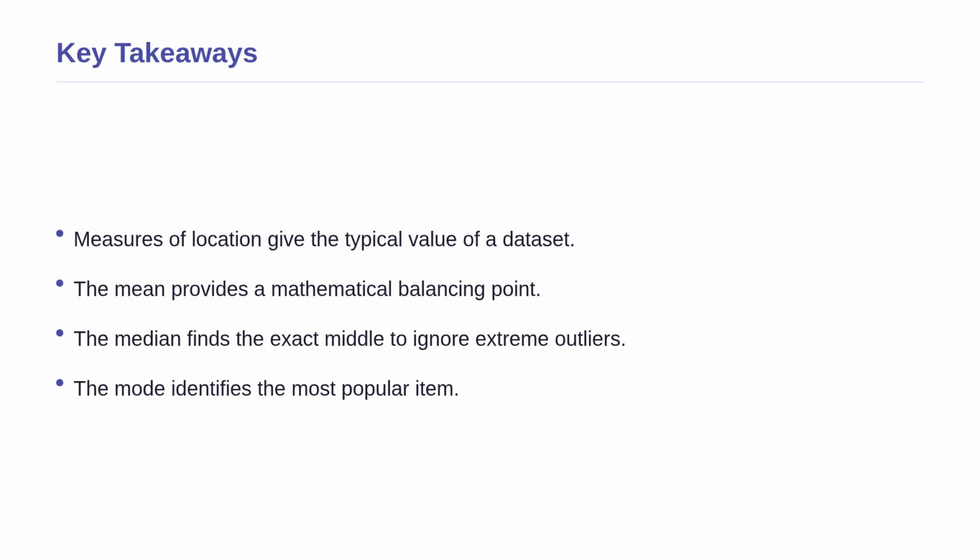Let us summarize what we have learned today. Measures of location give us the typical value of a data set, so we can understand it quickly. The mean shares the total equally among all members, providing a mathematical balancing point. The median finds the exact middle to ignore extreme outliers, protecting our analysis from being skewed. Finally, the mode identifies the most popular item, which is perfect for categories and inventory. Choosing the right measure depends entirely on the shape of your data and the specific question you are trying to answer. You now have the tools to find the center of any data set.